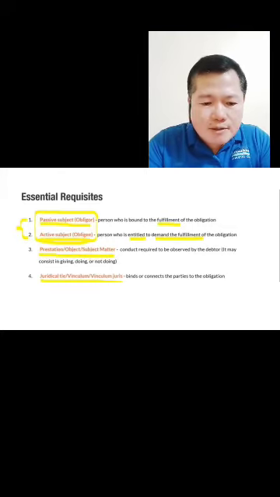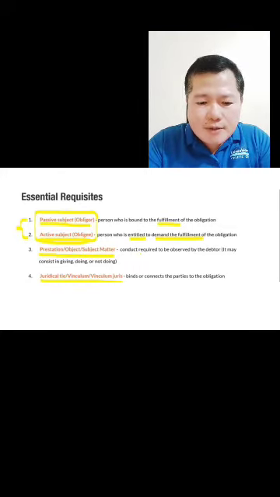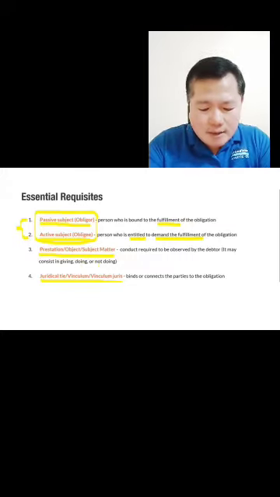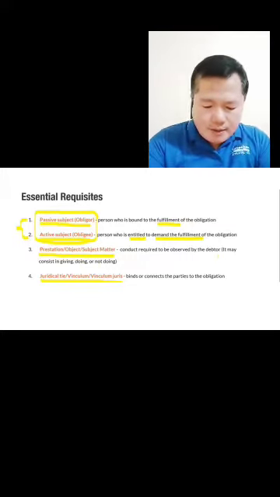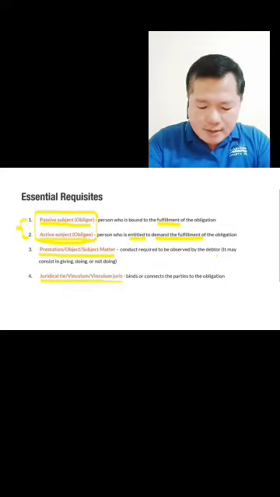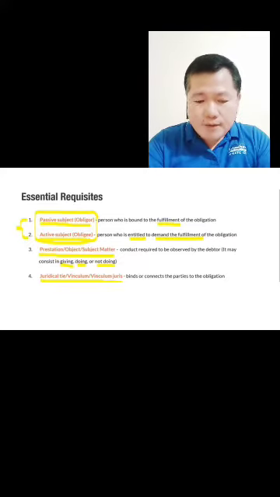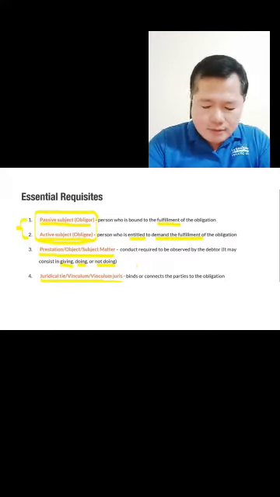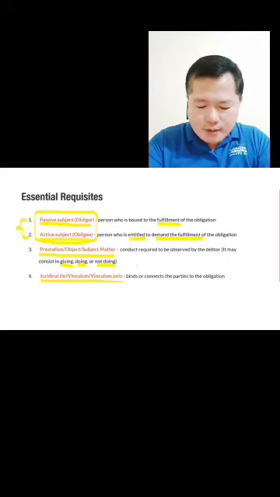Okay? So let's go back to the meaning. Prestation refers to the conduct required to be observed by the debtor. It may consist in giving, doing, or not doing. So if you try to recall the meaning of juridical necessity, it consists of giving, doing, or not doing, or to give, to do, or not to do. So that is what we are referring to.